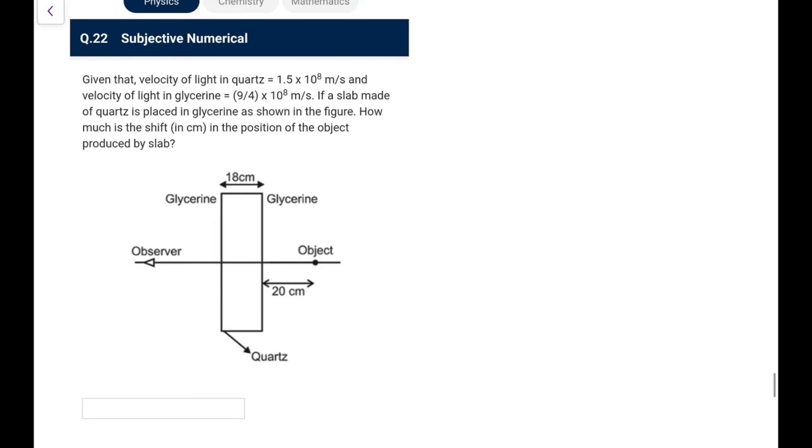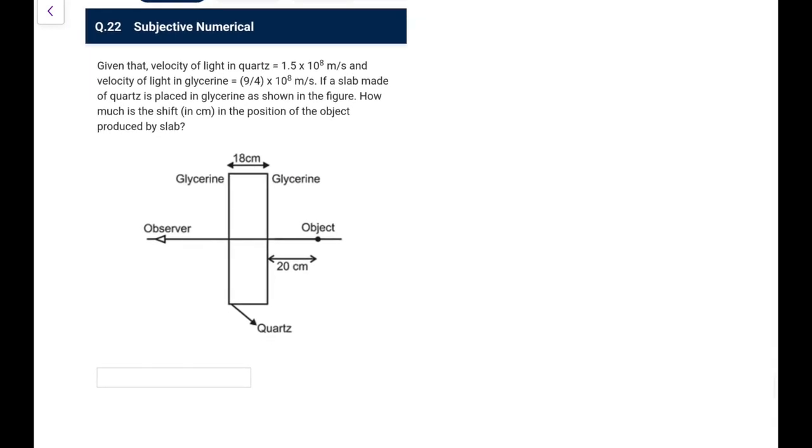Question 22. Given that the velocity of light in quartz is half of c, that means you can make out n of quartz is 2. And the velocity in glycerin is 9 by 4, so n of glycerin would be 3 into 10 to the power 8 over this, so 12 by 9. So I should write it as 4 by 3. If a slab made of quartz is placed in glycerin, as shown in the figure, how much is the shift in the position of the object produced by the slab?